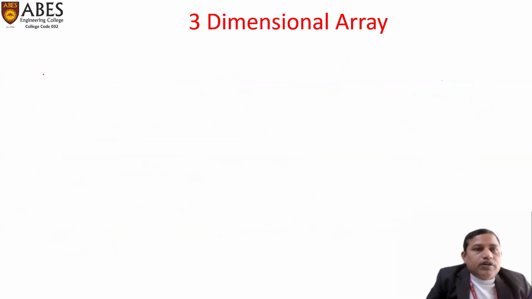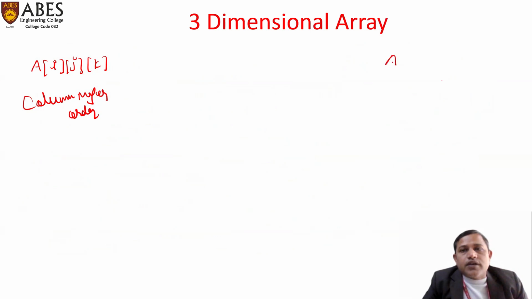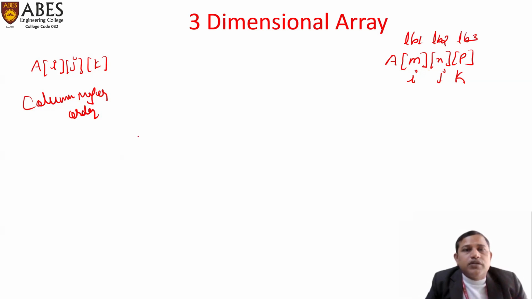Similarly, if you want to calculate the address of any element stored at location i, j, k in column measure order, suppose your matrix is A of size m, n, and p, and here you are going to find the location i, j, k, and the lower bound of this is LB1, lower bound of this is LB2, and lower bound of this one is LB3, then in column measure order, you will find the location from left to right.